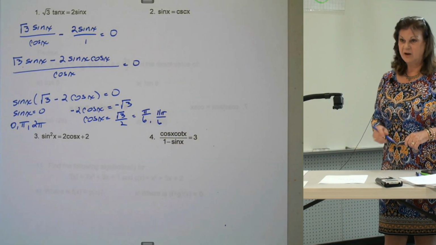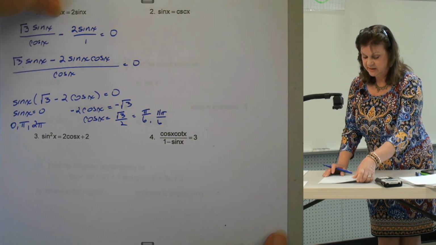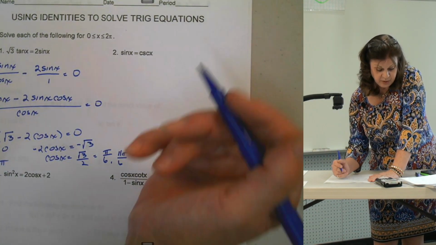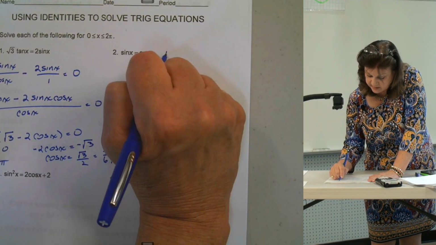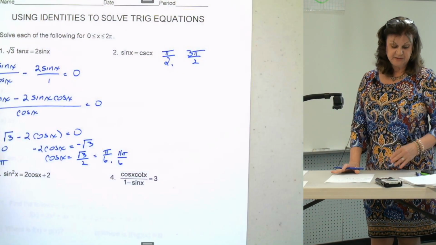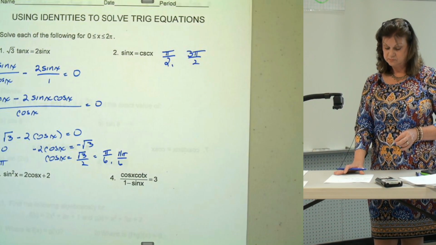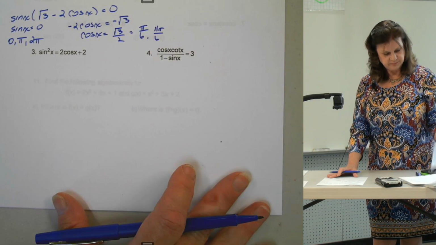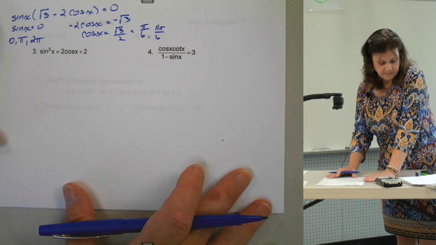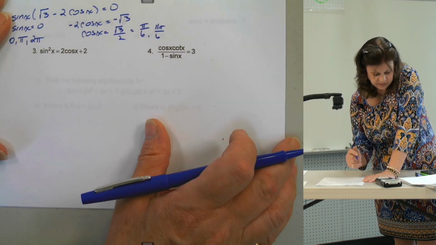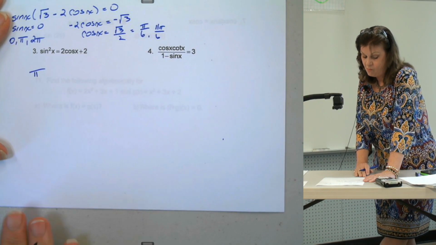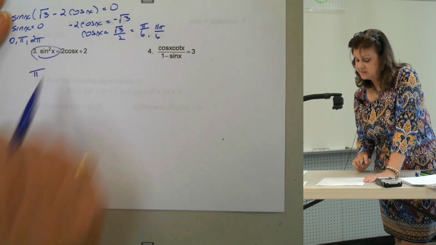Okay? All right, we've only got a couple minutes left, so let me just give you some answers. Problem number 2, your answer is going to be pi over 2 and 3 pi over 2. Problem number, how many problems are on this? Oh, okay, there's quite a bit. Problem number 3, you've only got one answer here, and that answer is going to be pi. You're going to be replacing the sine squared x.